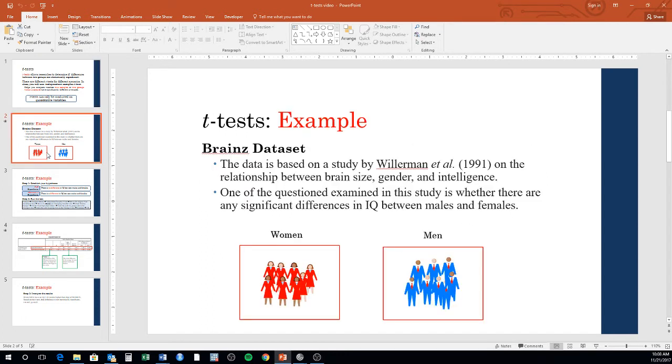In our example, we're going to be using the BRAINS dataset. This BRAINS dataset was collected by Willerman and colleagues in 1991. They wanted to see if there were significant differences between males and females in IQ. To do this, we will use an independent samples t-test.